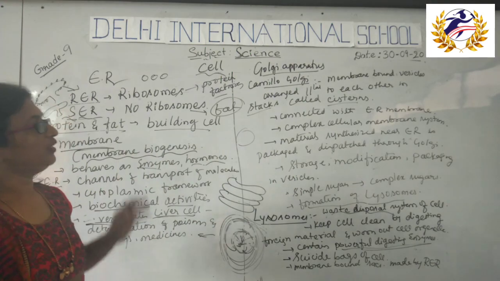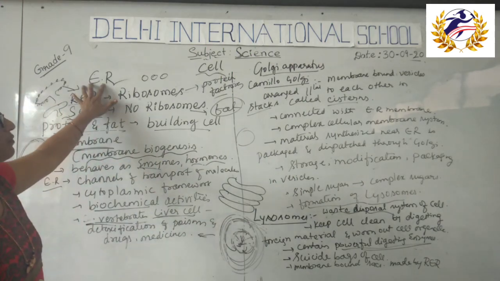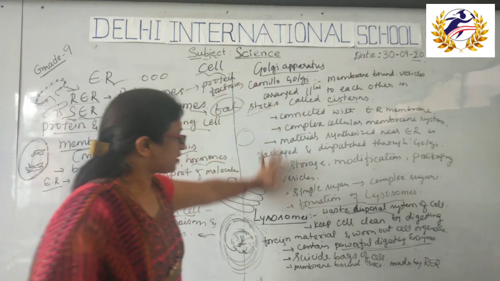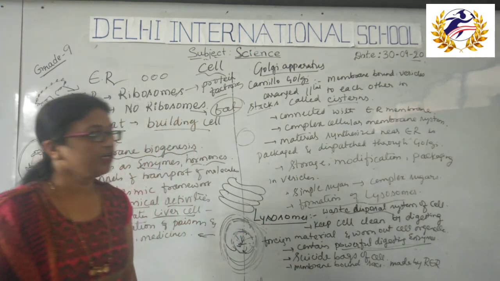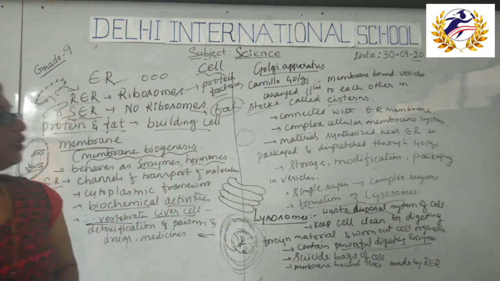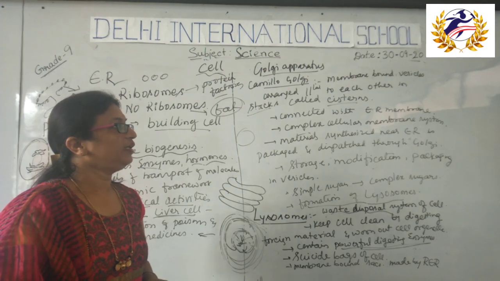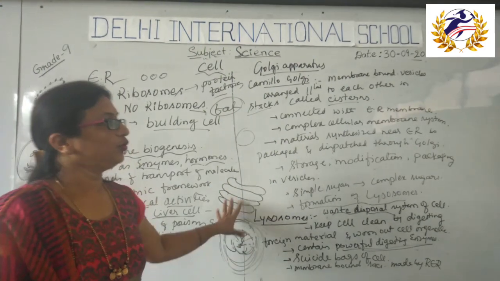This is all about the cell organelles: endoplasmic reticulum, Golgi apparatus and lysosomes. In the next class we will do the remaining cell organelles. Until then, read the lesson and go through the textbook.